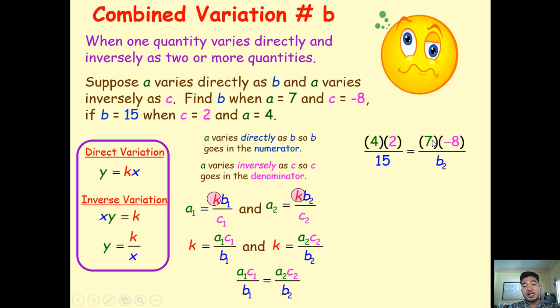Using the cross multiplication, you will be having 4 times 2 is 8 times B sub 2 is 8B sub 2. Then 15 times 7 times negative 8 is negative 840. Divide the whole equation by 8 to eliminate the numerical coefficient of B sub 2. So we will be having negative 105. That is already the value of B.